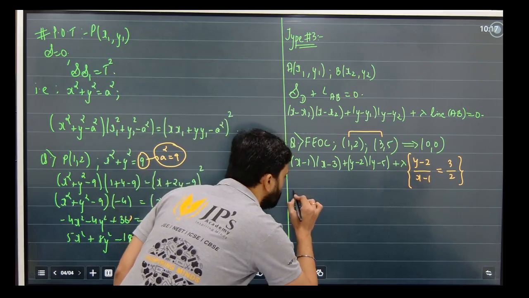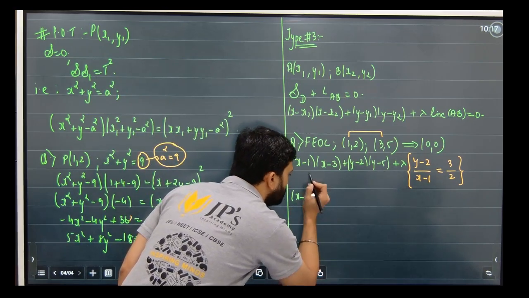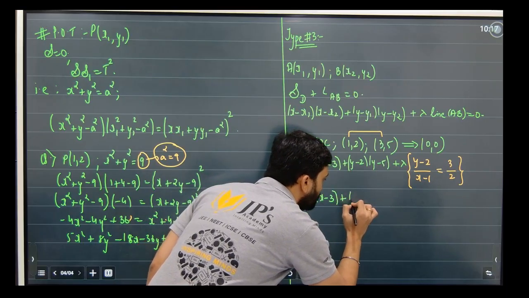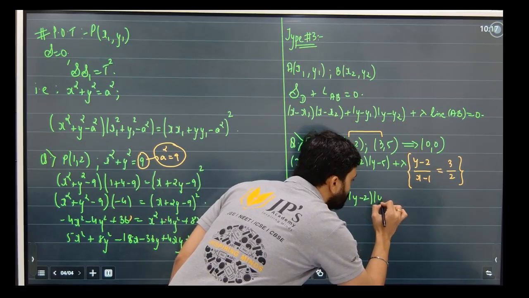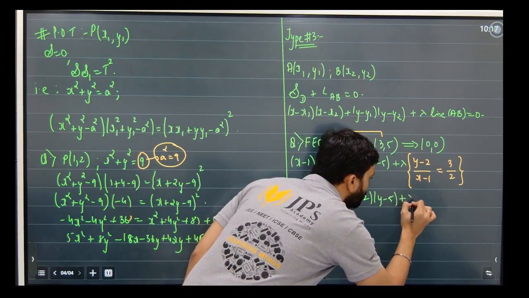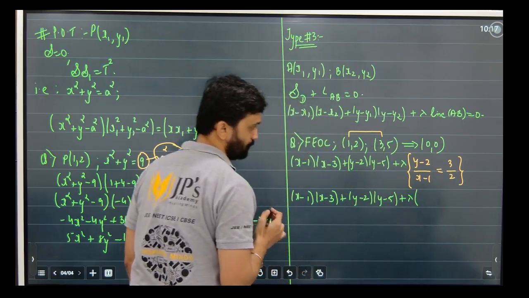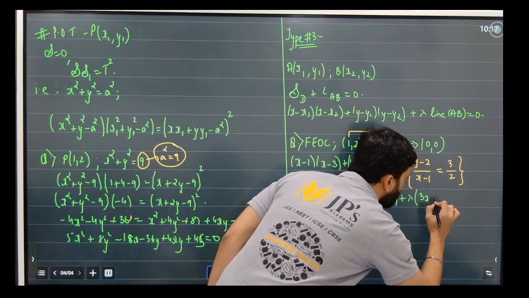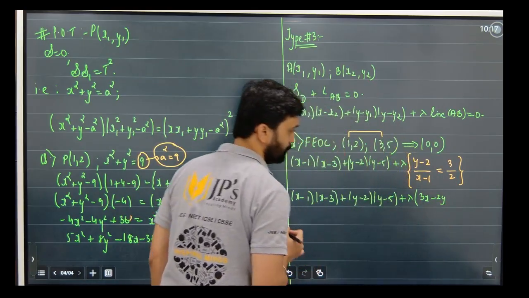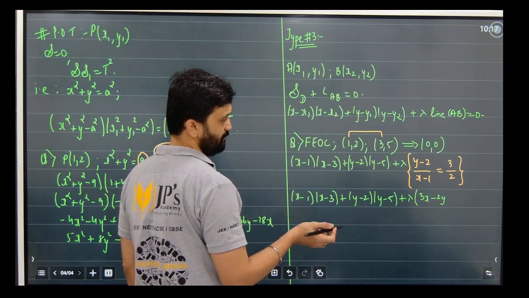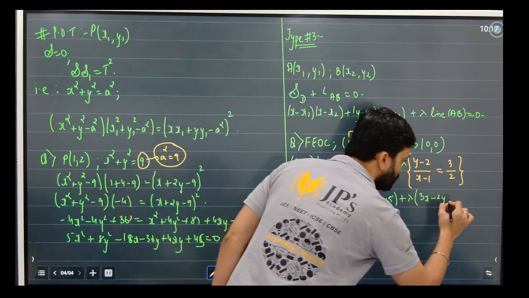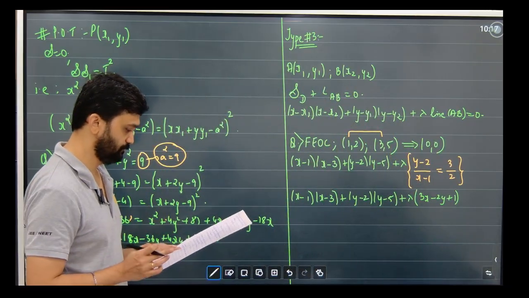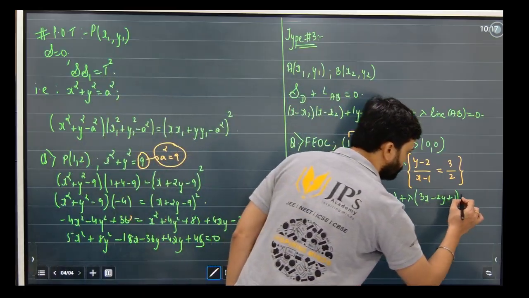Now if I solve this, this will become (x minus 1)(x minus 3) plus (y minus 2)(y minus 5) plus lambda into 3x minus 2y minus 3 plus 4 plus 1. Okay, 3x minus 2y plus 1 equal to 0.